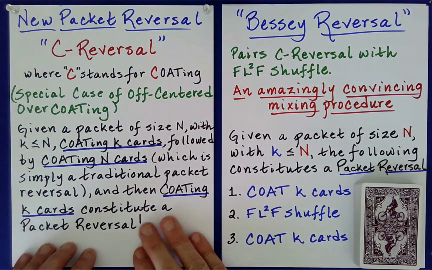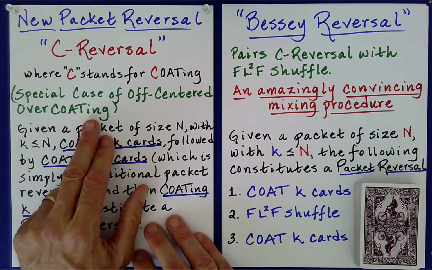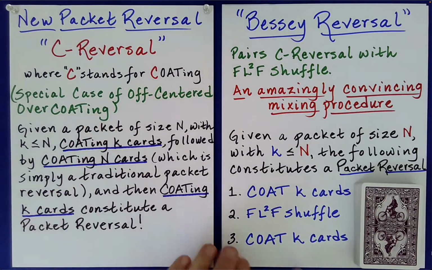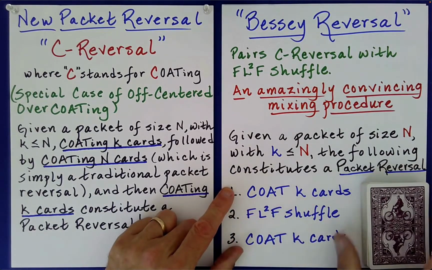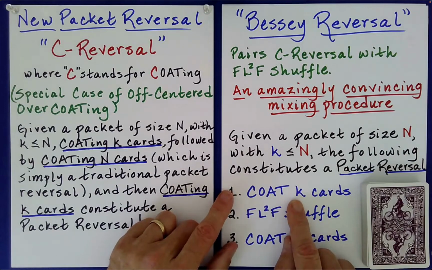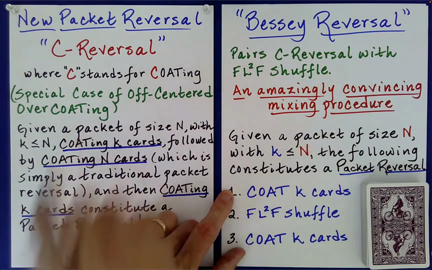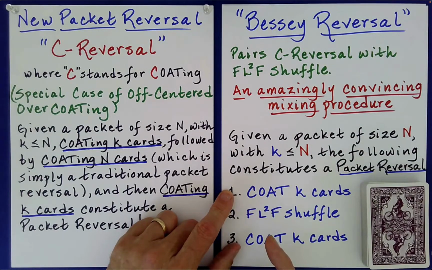It is an extension or variation on the off-centered overcoding, in which we insert this as the intermediate step, and because we've inserted this, it now allows us to code any number of cards. If you go look up off-centered overcoding, there's restrictions on how many cards can be coded on these opposite ends. And it's related to how many cards are coded here. Well, technically we're coding all of the cards here because this is a packet reversal right there.